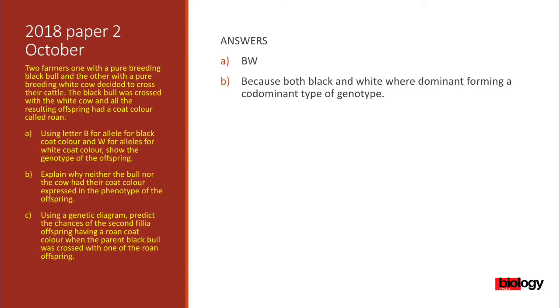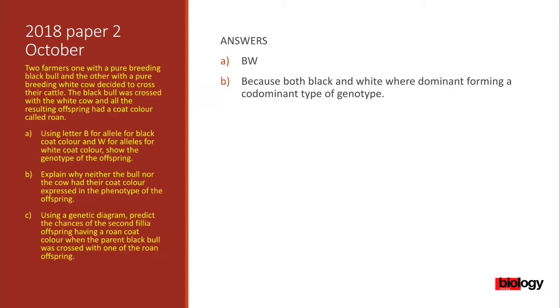Let's read the question again. As you are answering biology questions, you have to make sure that you understand the questions. So using a genetic diagram, predict the chances of the second filial offspring having a roan coat color. Are you following? When the parent black bull, which parent black bull? The one which we were given in the first question. When the parent black bull was crossed with one of the roan offspring. So the parent black bull is crossing with one of the roan offsprings.